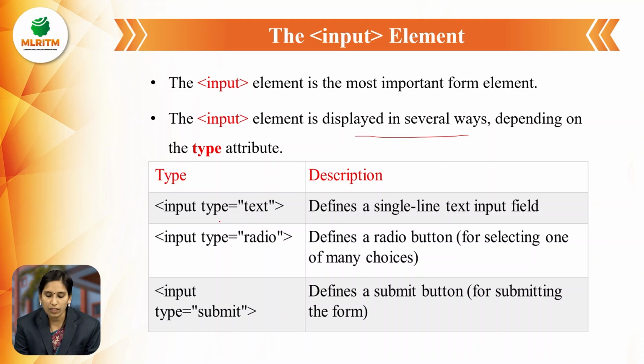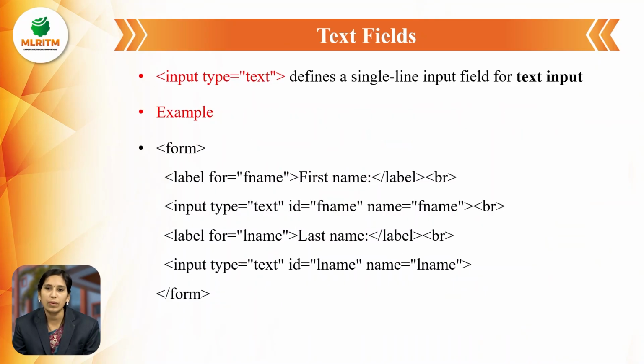First one, we are using the text type. It defines a single line text input field. Next, radio. It defines radio buttons for selecting among many choices. Radio buttons mean you have to select only one choice. Many choices are there, but you select only one. Next, input type equals submit. The submit button is used for submitting the form data to the server. So this is the input element, and we use different attributes in it. First we will see text fields.